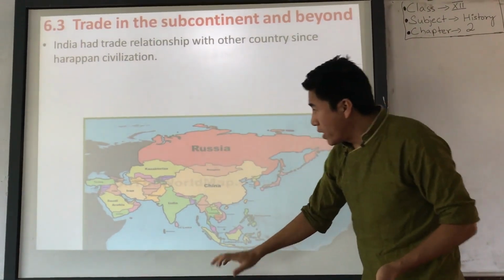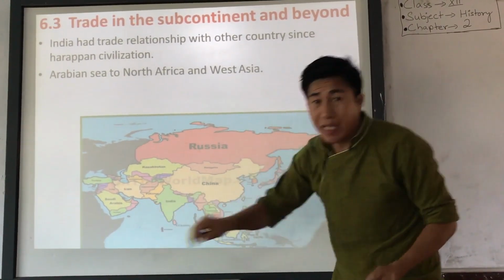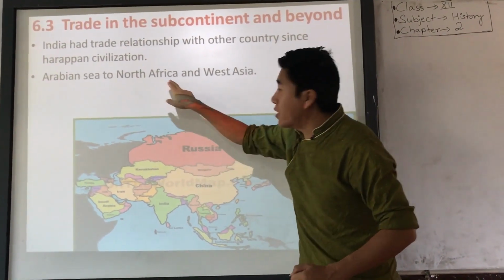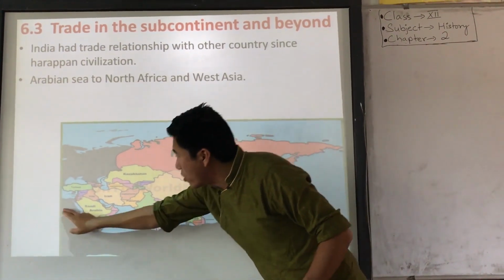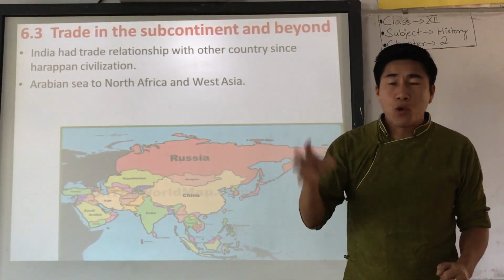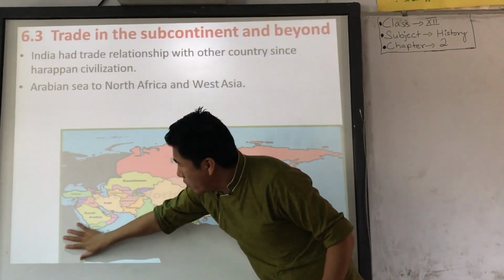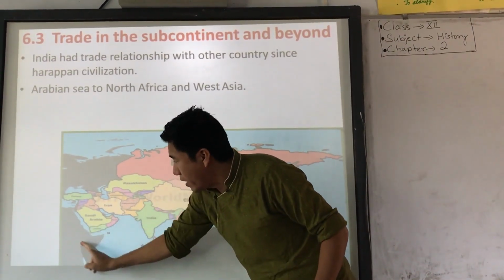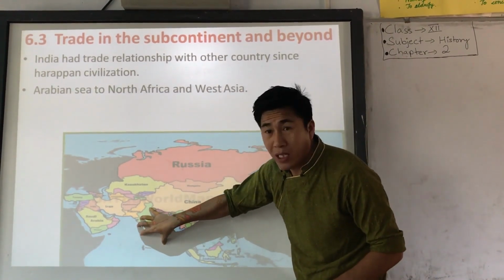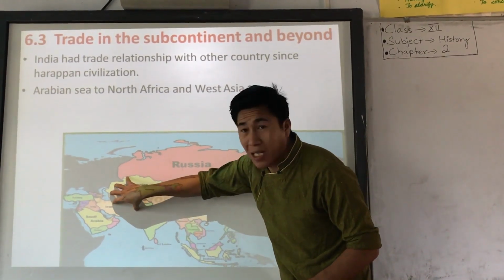Now from the Arabian Sea to North Africa. North Africa here refers to Sudan, Egypt, Algeria, Morocco, this area. The map is not big enough. And West Asia. Now India is in South Asia, right? Then we have the southern area of Central Asia.